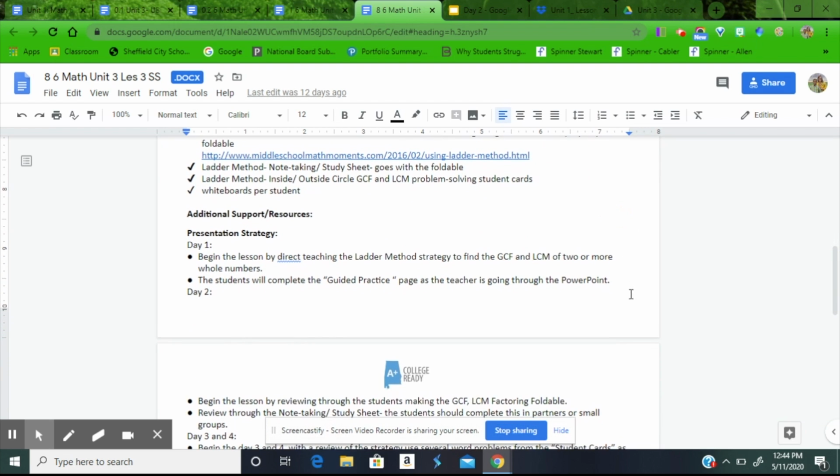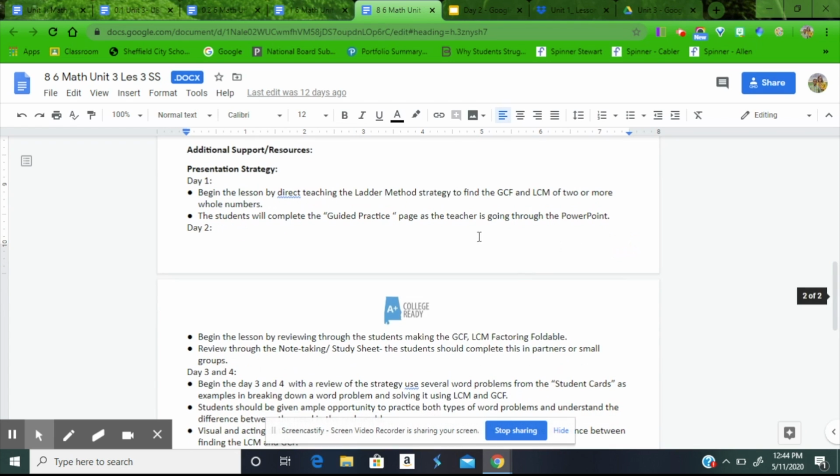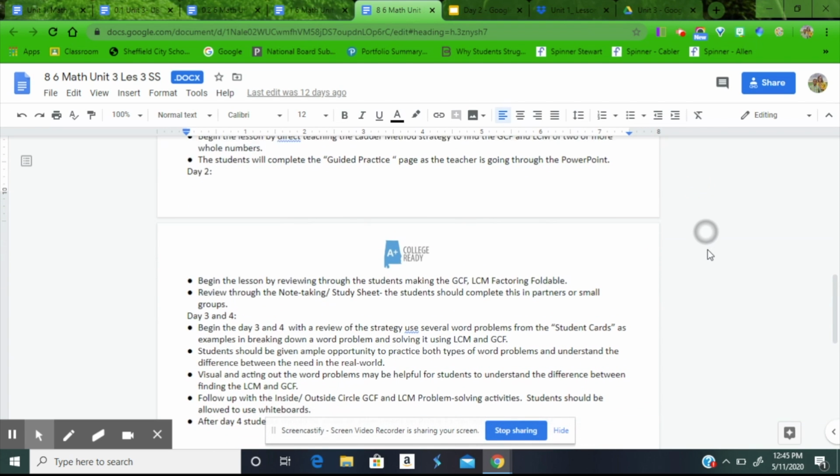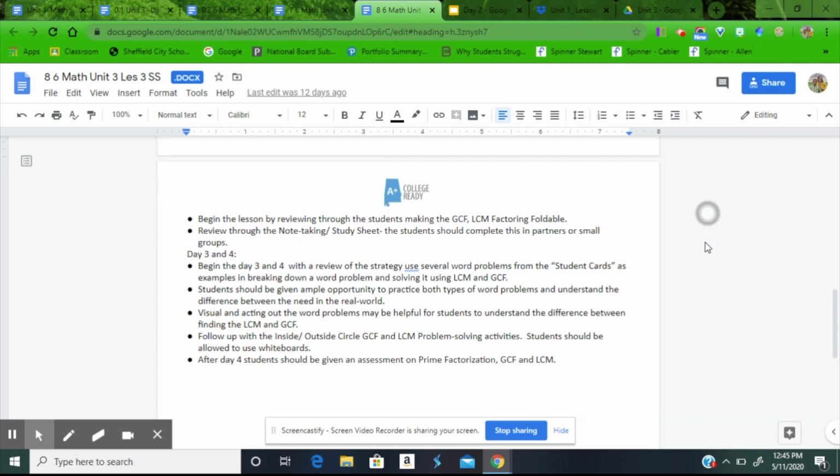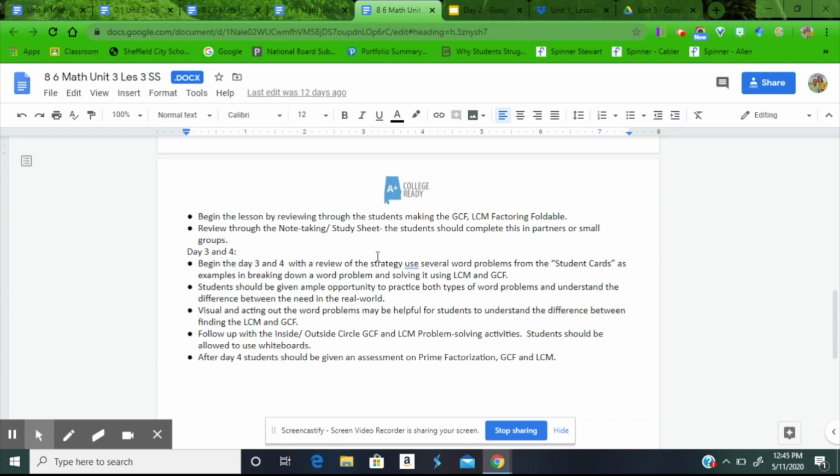And then we move on to our presentation strategy. We're going to focus today on day 1 by beginning the lesson with direct instruction using the ladder method strategy to find the GCF and LCM of 2 or more numbers. Students will complete the guided practice page as the teacher is going through the PowerPoint. So that's where we'll focus today in training. Also, you'll see day 2 has its presentation strategies, and then you have your day 3 and 4 presentation strategies as well.